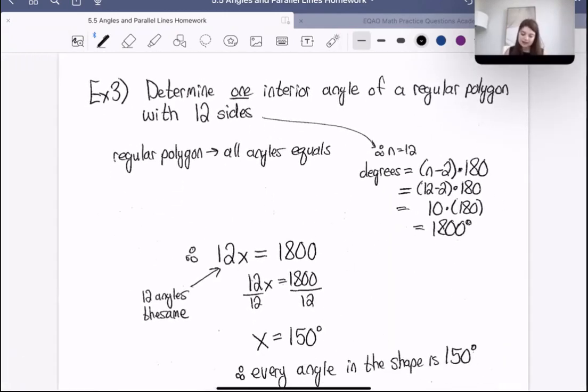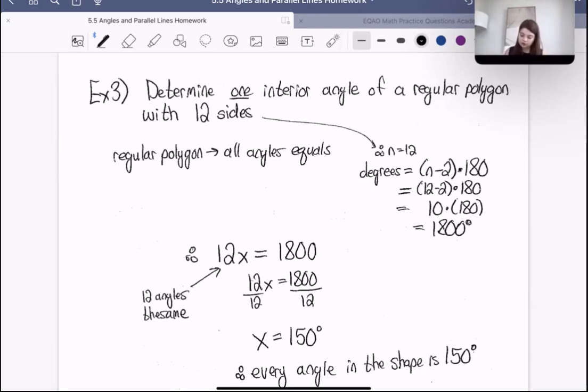Example 3 says, determine one interior angle of a regular polygon with 12 sides. So how would we approach this? Well, a regular polygon means all the sides are the same, and therefore all the angles are the same. So if we find out how many all of them together add up to, we can divide that by 12 and get the answer for one interior angle, right? Because all the interior angles are the same, and so the total is going to be split evenly amongst all 12.